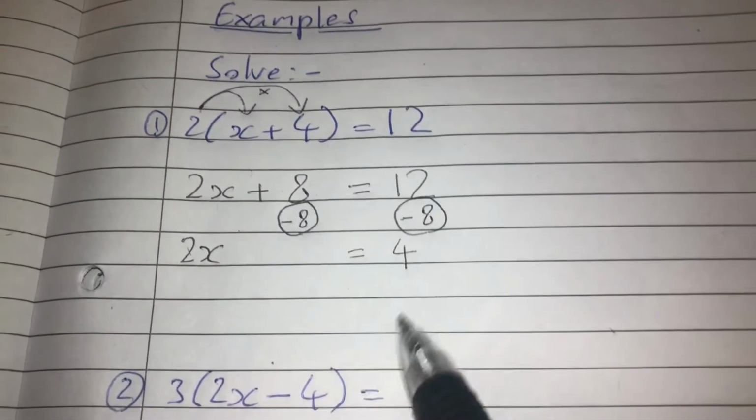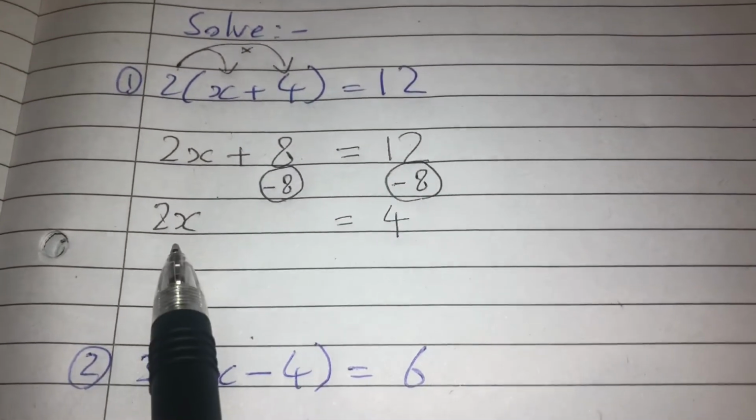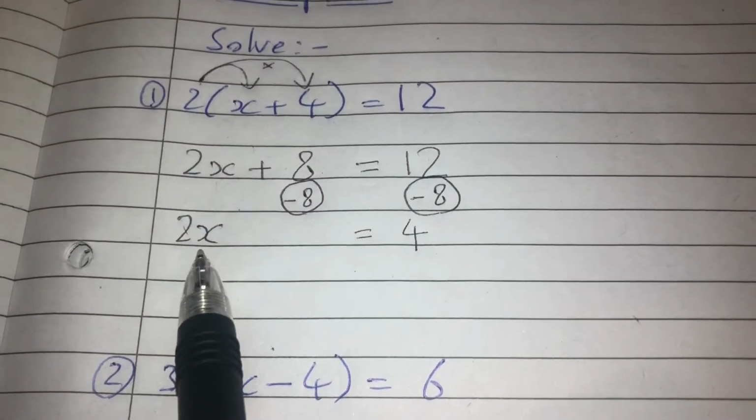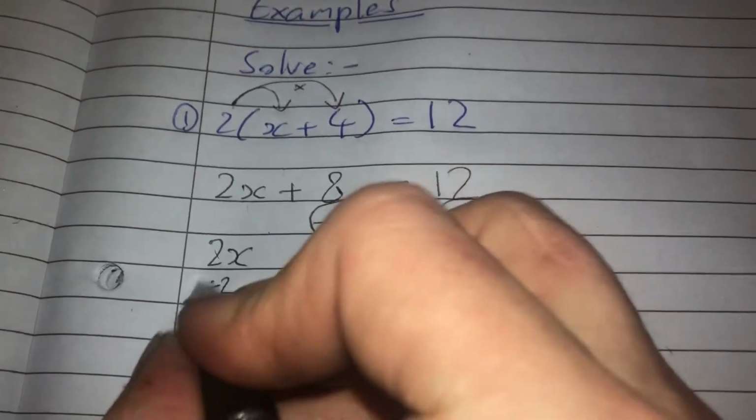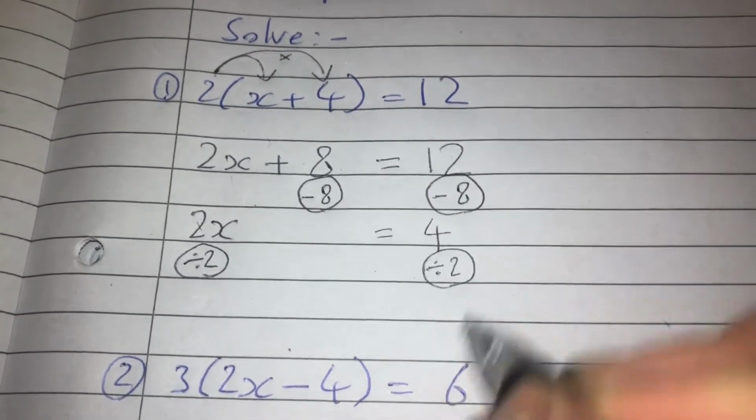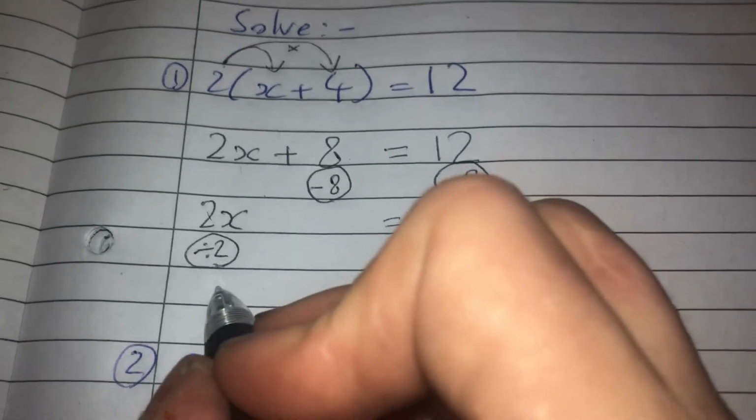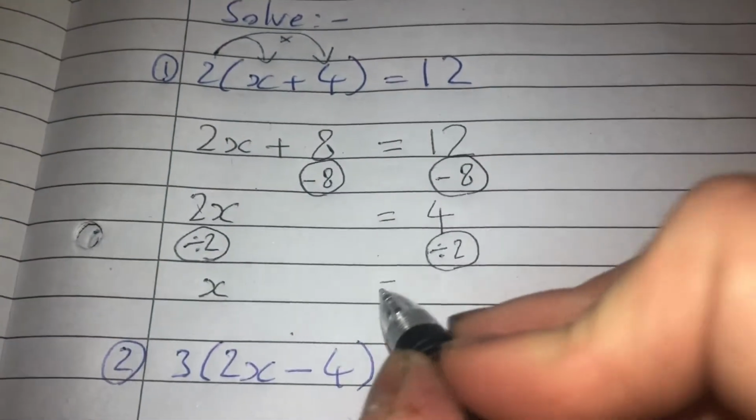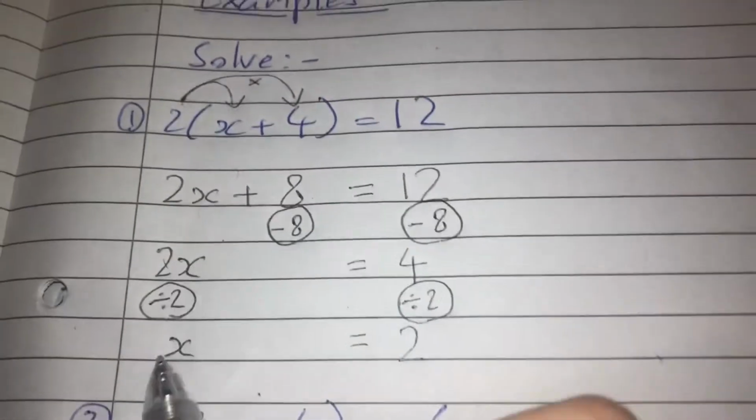So now I'm left with one step to solve, where I need to get rid of this 2. Now this 2 is multiplying with the x. The opposite of multiplying is dividing, so I'm dividing by 2 now. I divide by 2 on the left hand side, but I must divide by 2 on the right hand side also. So 2x divided by 2 is 1x, which is just x. 4 divided by 2 is just 2. Okay, so x is 2.